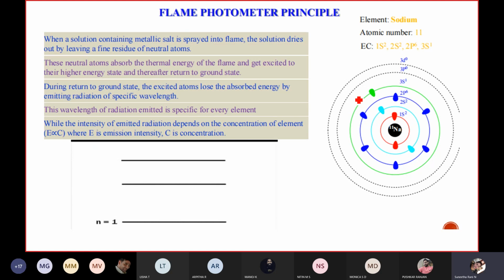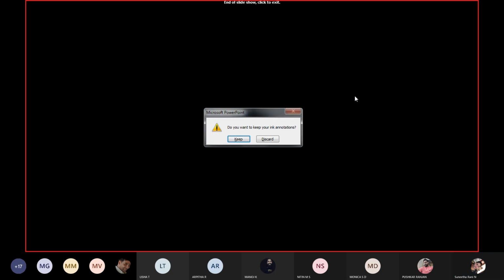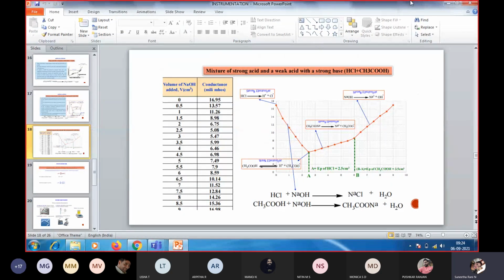Flame photometry is based on atomic emission spectroscopy. I'll show you the instrumentation once again.